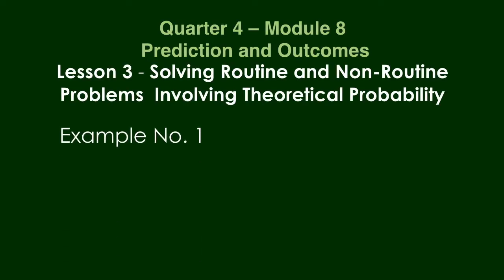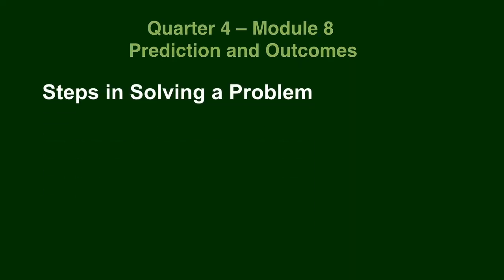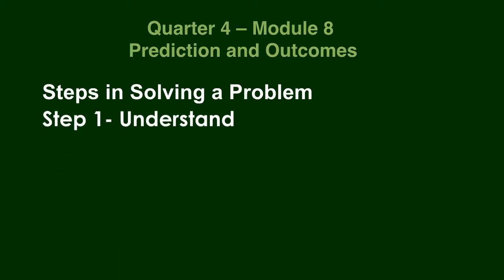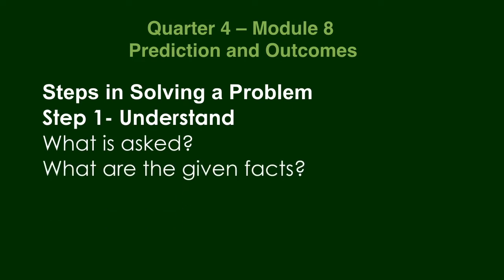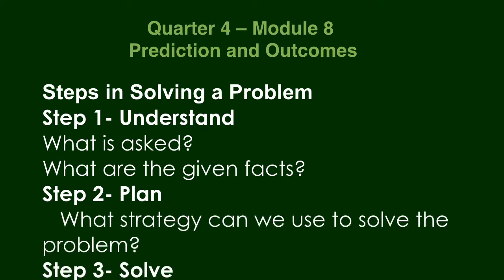For example, number 1. A box contains 6 triangles, 14 squares, and 4 circles. Find the theoretical probability of getting a triangle. We will use the following steps in solving routine and non-routine problems involving theoretical probability. Step number 1, understand what is asked and what are the given facts. Step number 2, plan what strategy can we use to solve the problem. Step number 3, solve. Solve using the theoretical probability formula.